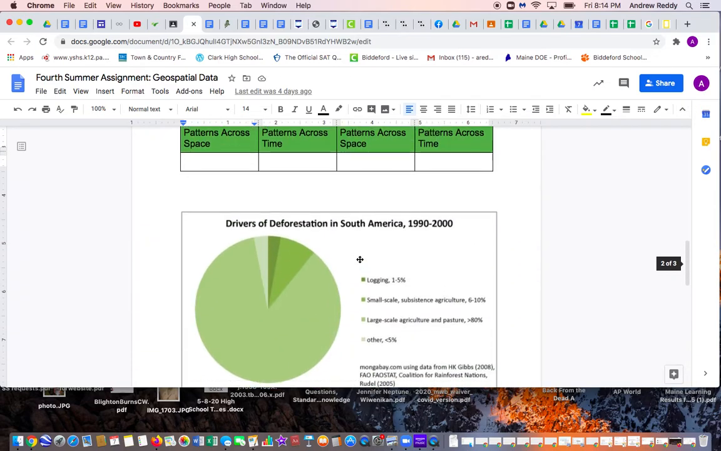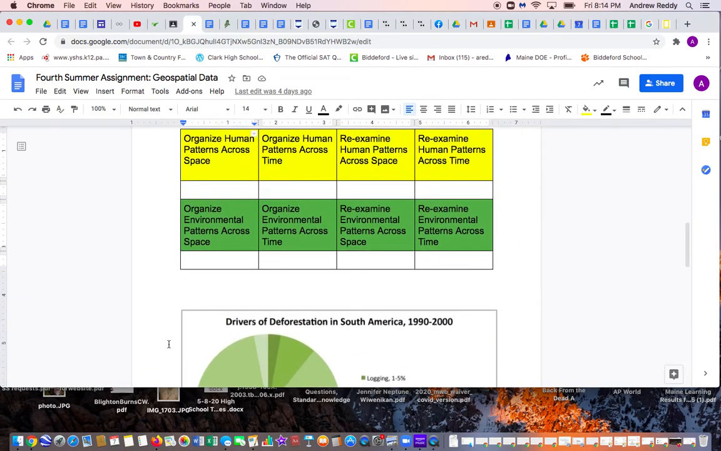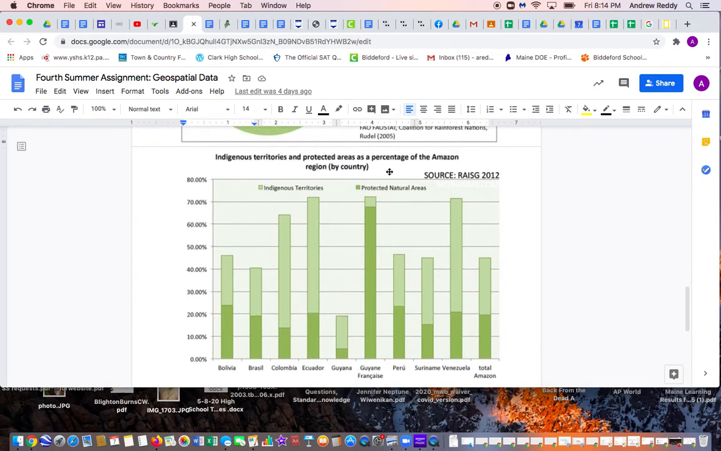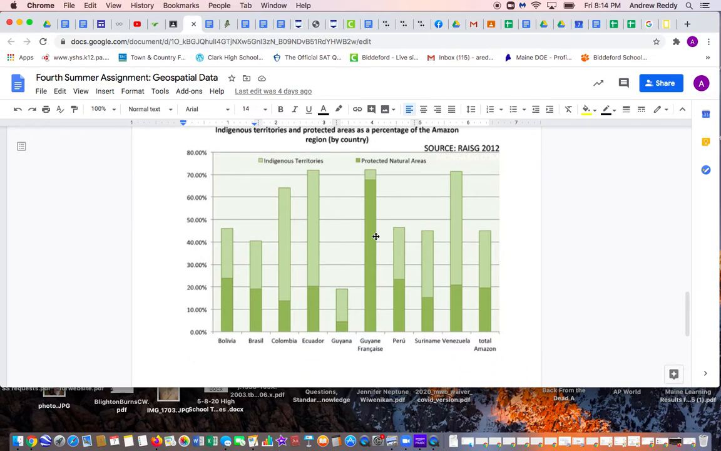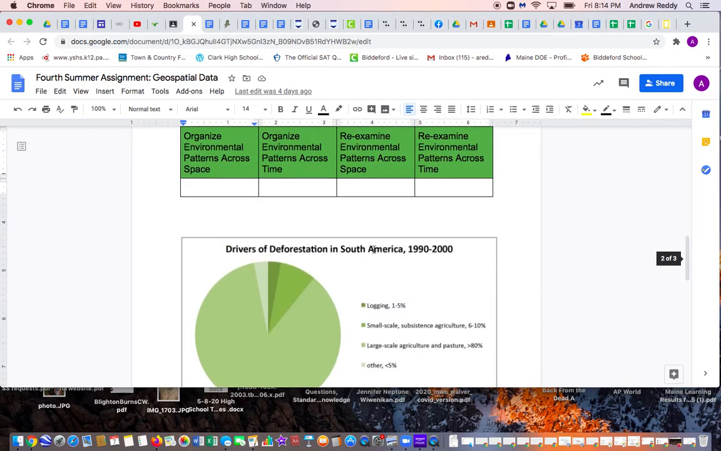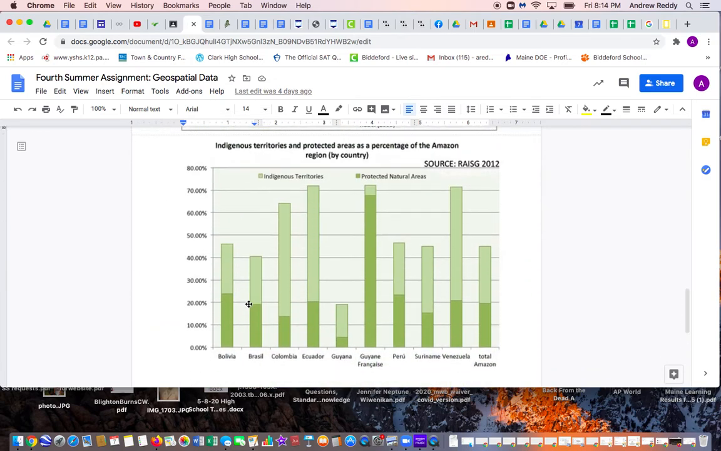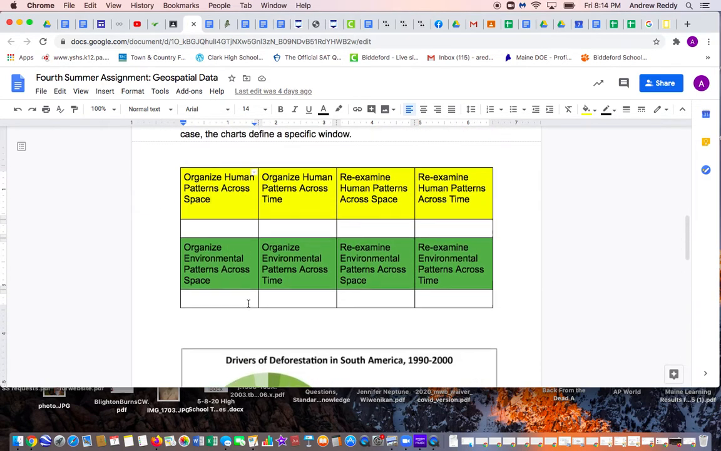Two things that are going on there. How did they organize it across space in this particular case? The spaces would be the various countries in South America that are in the Amazon region of South America. Not the entire continent, but just the Amazonian countries. So that's how the geographers organized the human patterns across this particular space. What you'll have to do as you look at the charts is think about how did they do it across time? How did they re-examine those human patterns?